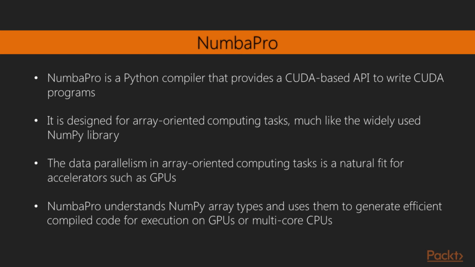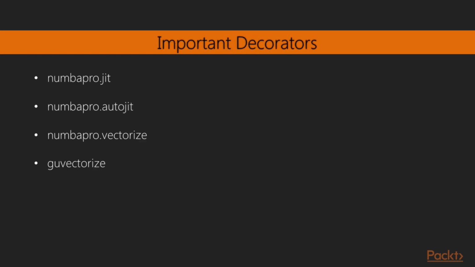Numba Pro understands NumPy array types and uses them to generate efficient compiled code for execution on GPUs or multi-core CPUs. The compiler works by allowing you to specify type signatures for Python functions, which enable compilation at runtime, called the JIT compilation. The most important decorators are: 1. NumbaPro.jit. This allows a developer to write CUDA-like functions. When encountered, the compiler translates the code under the decorator into the pseudo-assembly PTX language to be executed in the GPU.